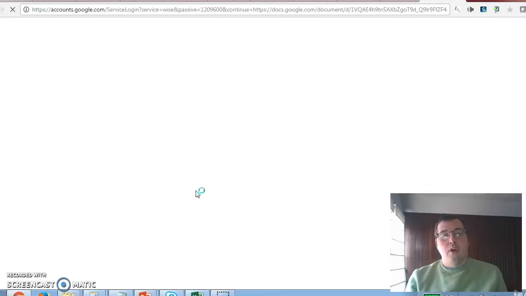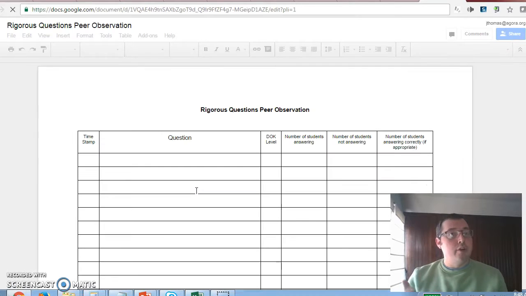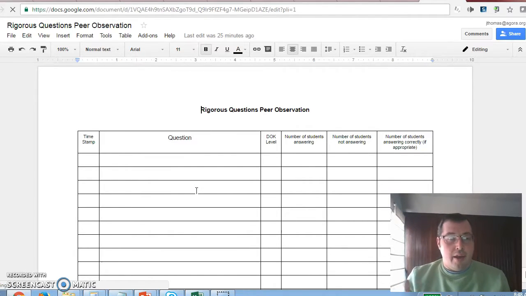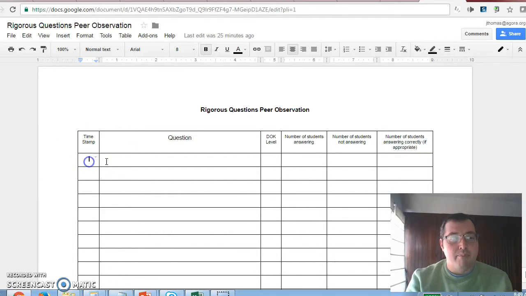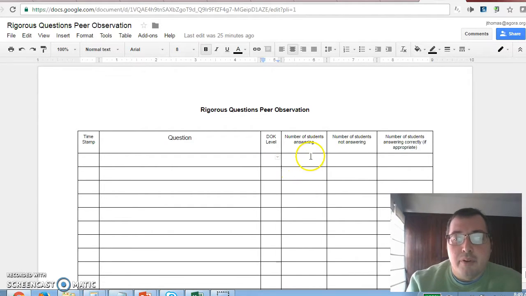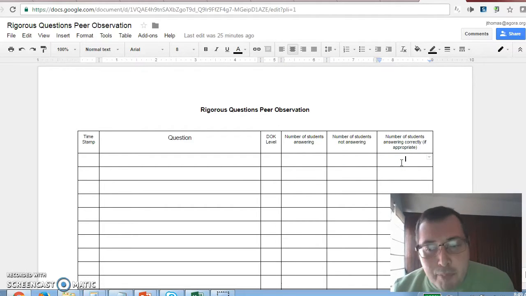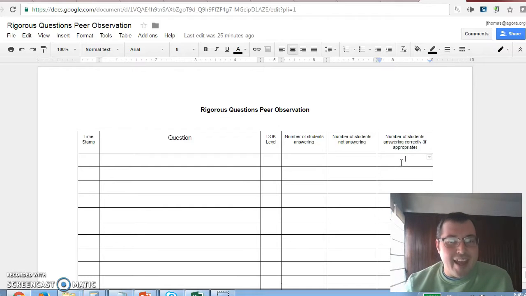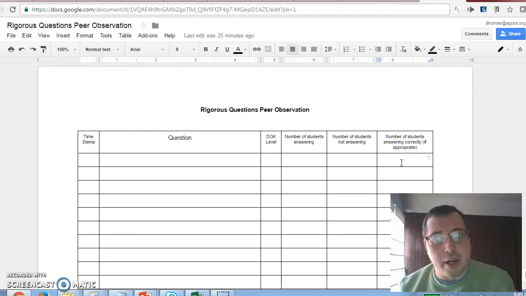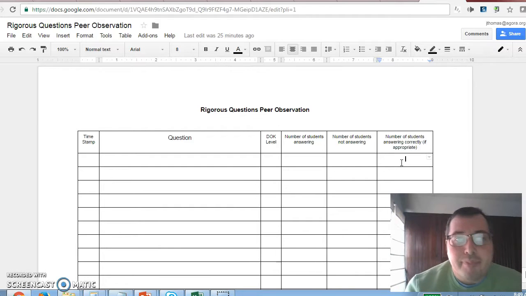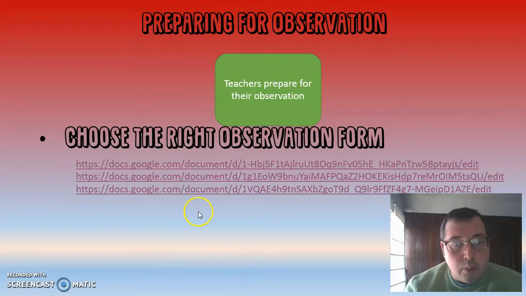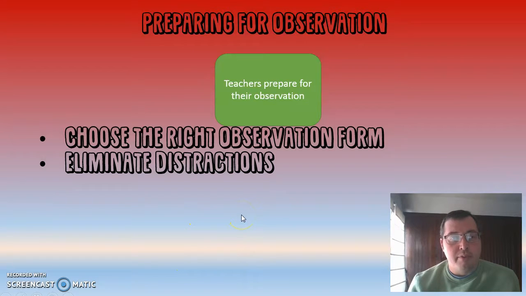And here's one for, say, they're asking about rigor in the classroom. So, I don't know if my questions are rigorous enough. So here's a form where you write the timestamp, you write the question, the DOK level of that question, number of students answering, number of students not answering. And I added this column, number of students answering correctly if appropriate. If you have a DOK level 3 question, there's really no right or wrong answer to those questions, so that might not be appropriate for those. So you choose the right observation form for your observation.